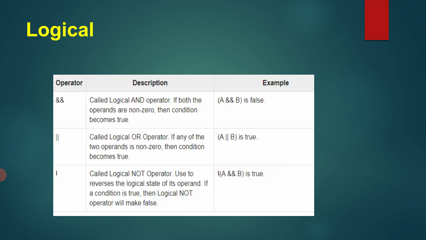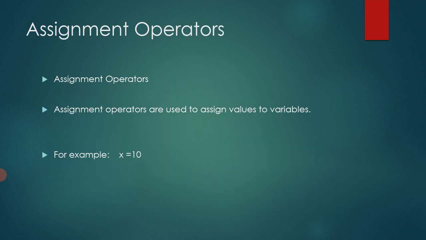And after that we studied logical operators, where we studied how we can create logic between two operands and how we can check whether the condition is true or false. So today we start with the next type of operator, that is the assignment operator. Now what is the assignment operator? The assignment operator in C++ is used to assign values to a variable.